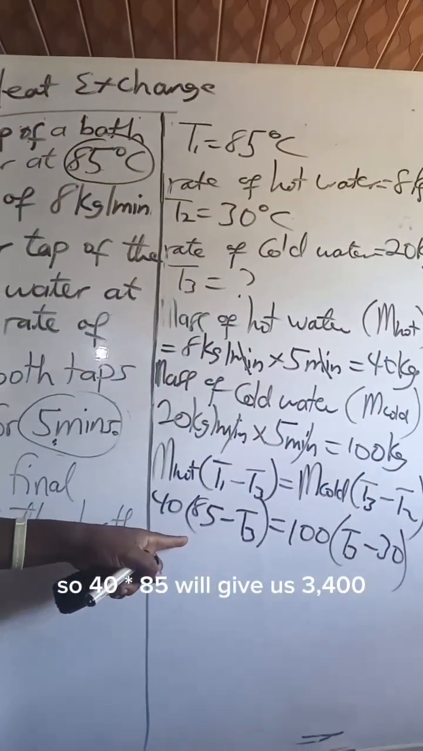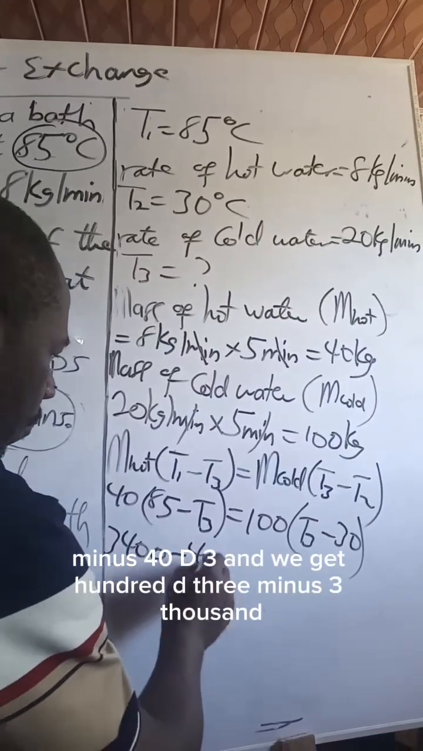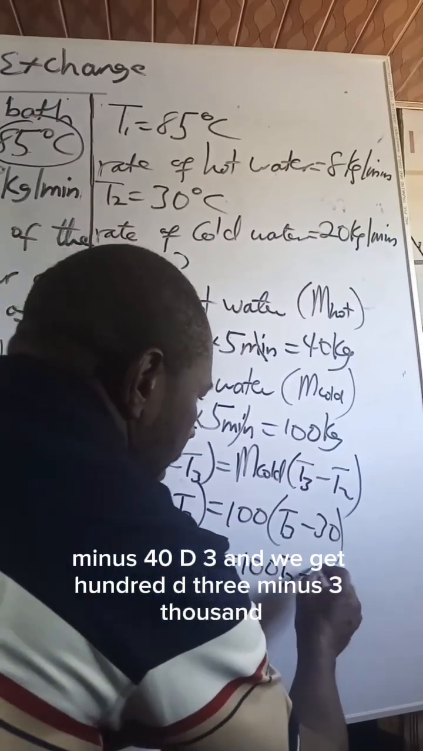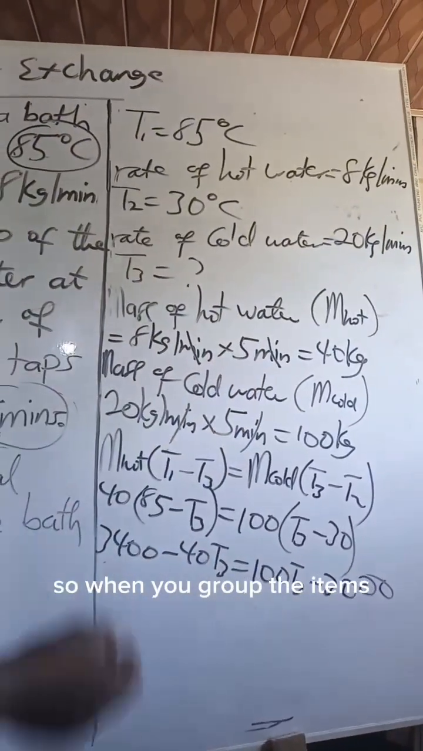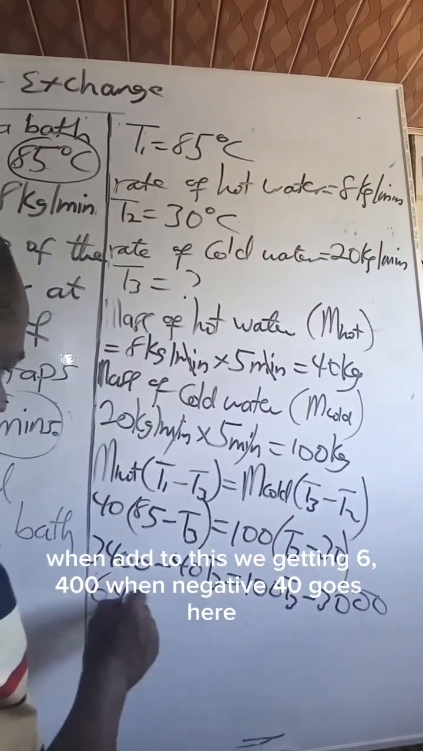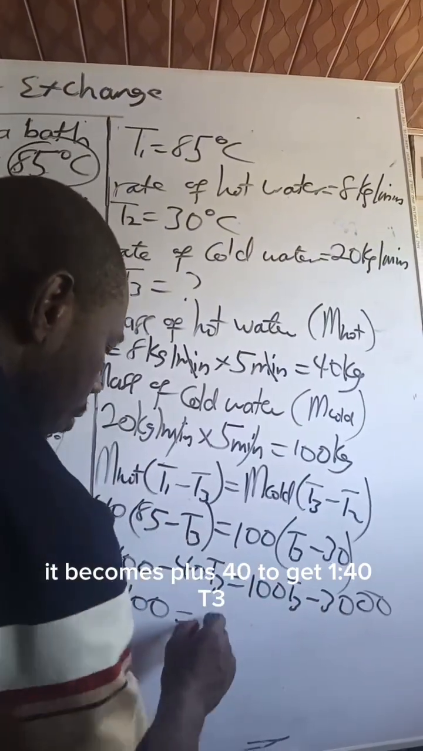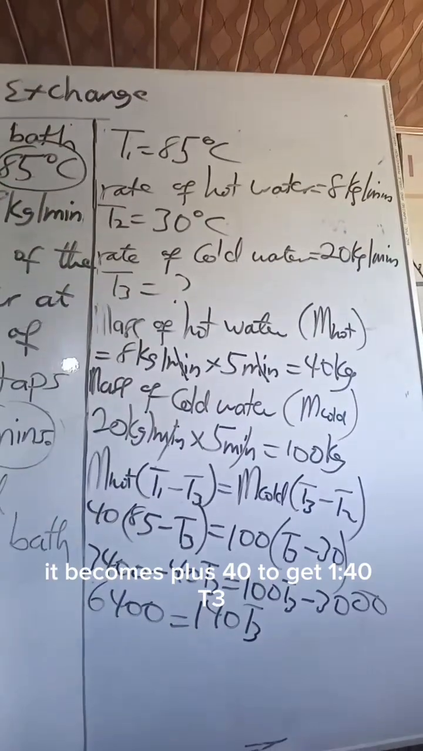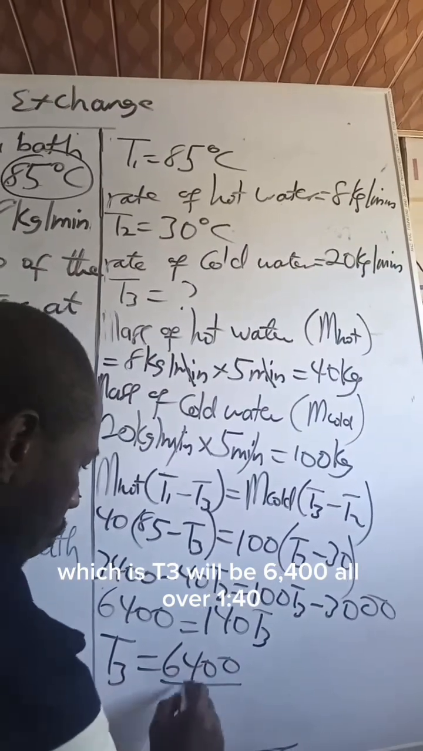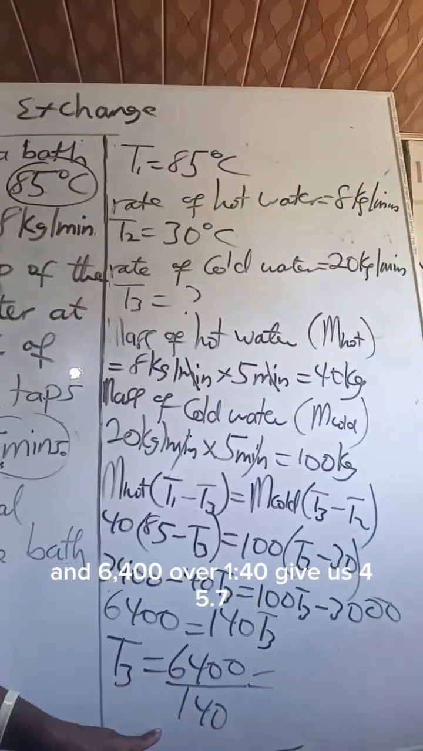So 40 times 85 will give us 3,400 minus 40 T3. Then we get 100 T3 minus 3,000. So when you group the like terms, the negative 3,000, when it comes here, becomes plus. When added to this, we get 6,400. When negative 40 T3 goes here, it becomes plus 40, so we get 140 T3. So now our final temperature, which is T3, will be 6,400 over 140. And 6,400 over 140 gives us 45.7.